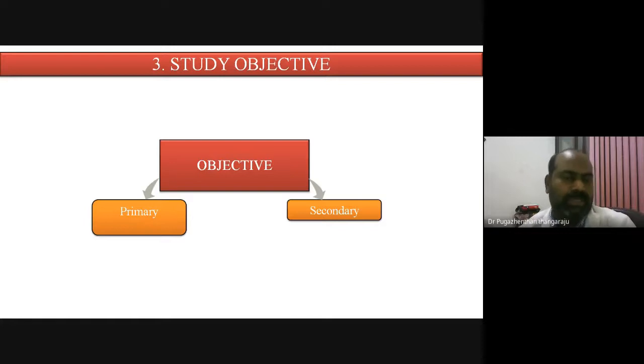Secondary, most of the time in a drug-related trial, will be the safety of the drug, safety of the new drug or safety of the old drug which is used for the new indication.